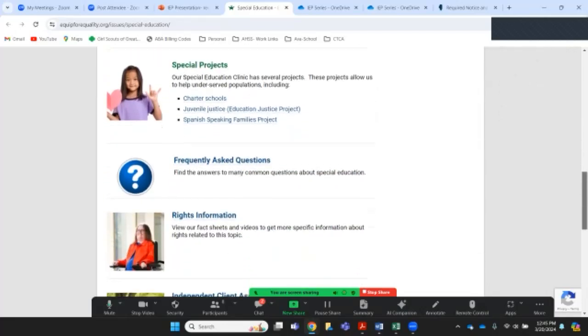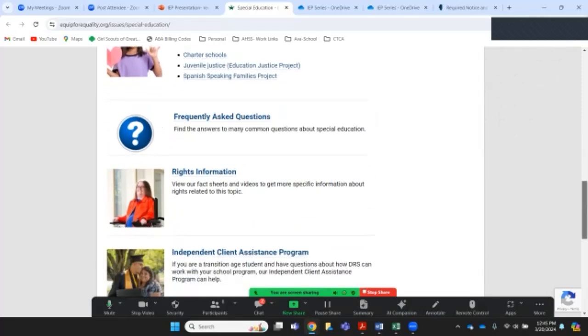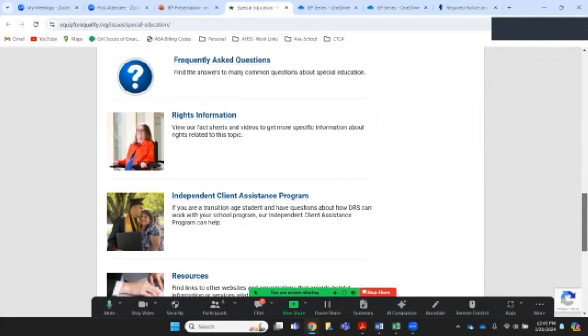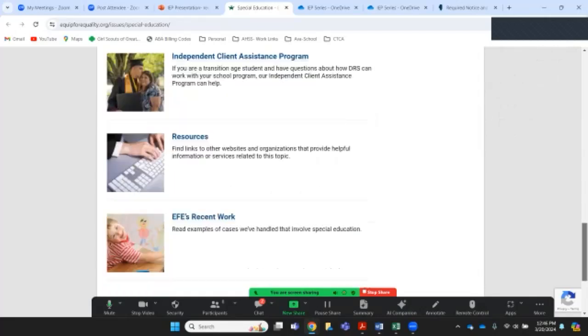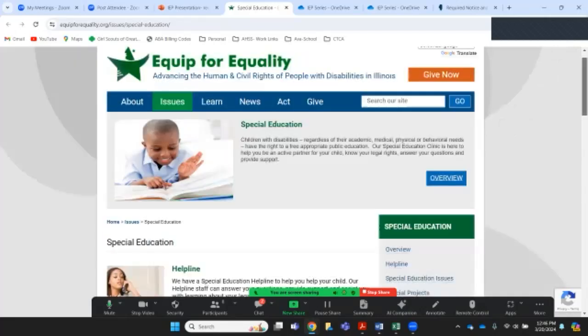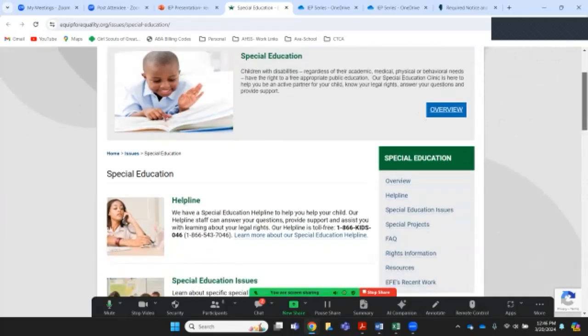They have several projects that they're working on to help underserved populations, such as charter schools, juvenile justice, Spanish-speaking families projects. There's frequently answered questions, rights information. So there's a lot of resources just within the Equip for Equality background on the little page. So I'll be sure to send that to you guys so you have access to it. It's a good resource to have in your back pocket in case you have questions that can't be answered or you feel your rights aren't being upheld.